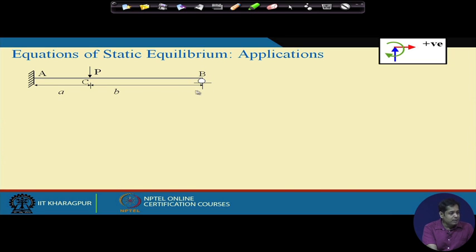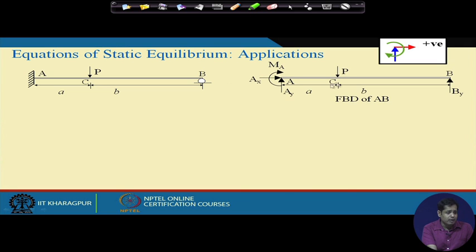Then let us see what happens if we try to find out this reaction using equilibrium equations. First, draw the free body diagram of the system. This will be the free body diagram of the system. The characteristic of a vertical roller support is that it provides constraint against translation in one particular direction. So, this is BY, the reaction at B, and AX, AY, and MA are the reactions at A.